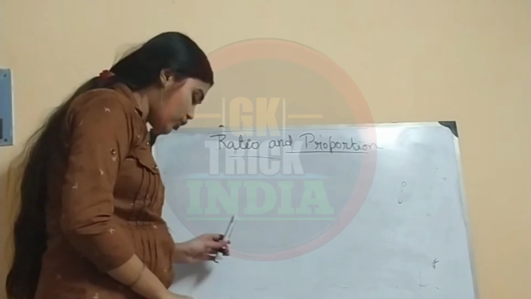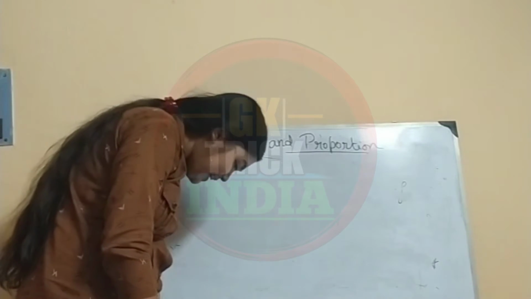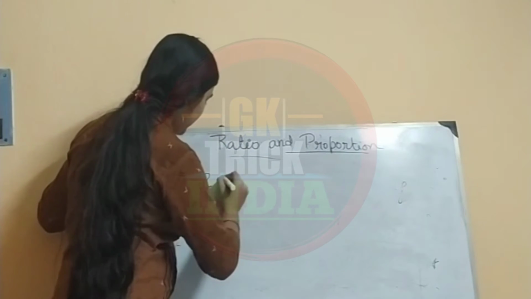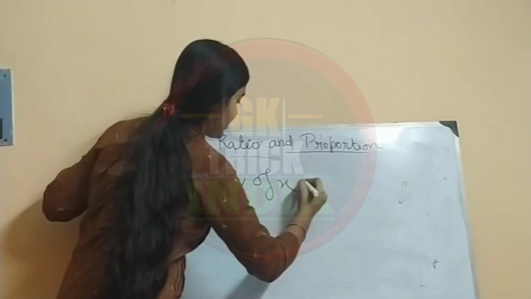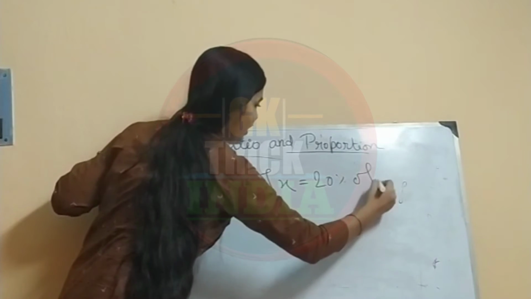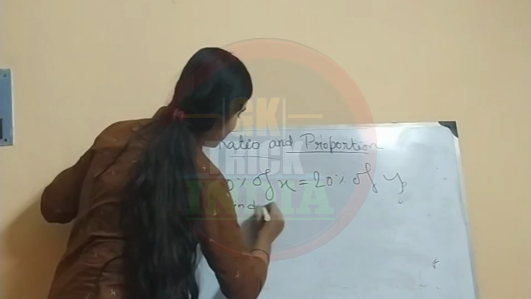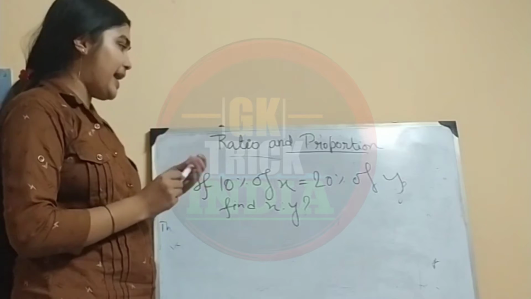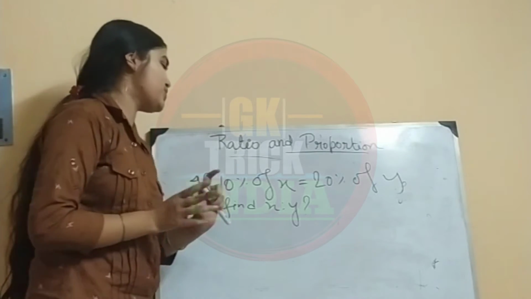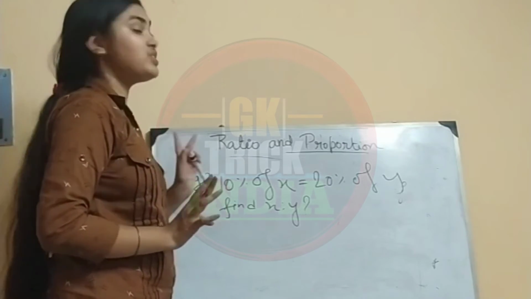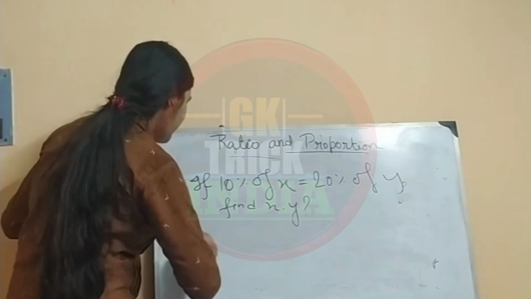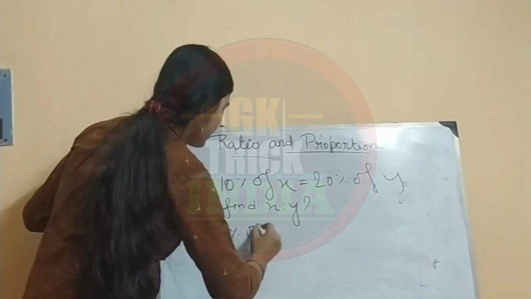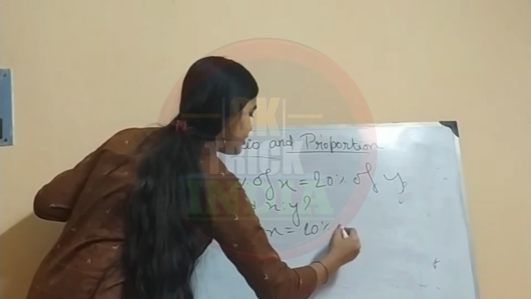Okay, so let us move forward with the problems like, if 10% of x equals 20% of y, find x is to y. How can we solve this problem? Yeah, it comes to mind. Okay, look, I am helping you to solve it. There is nothing to worry, just move on step by step. We have to first form the equation. Okay, 10% of x equals 20% of y.